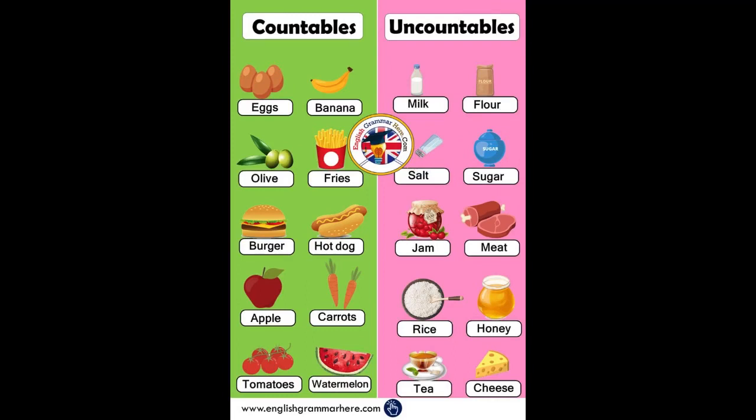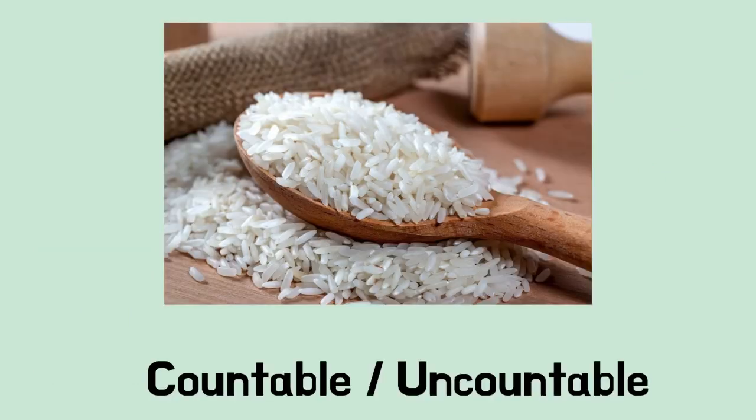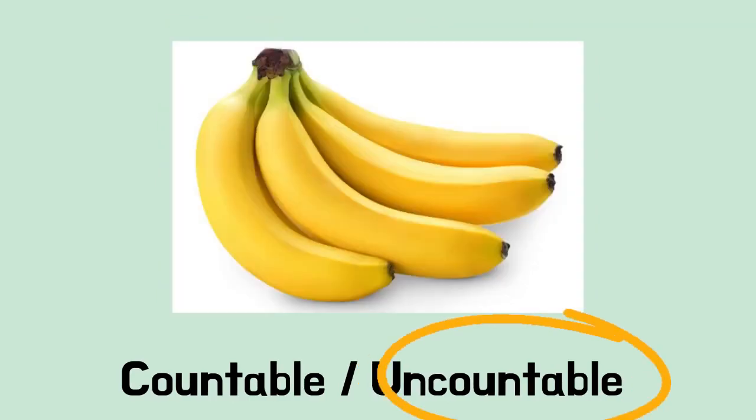So do you guys understand on how to classify countables and uncountables noun? Now it's time for you guys to answer some quiz. Are you ready? This is a picture of a rice. Is rice countable or uncountable? 5, 4, 3, 2, 1. Time's up. The answer is uncountable.